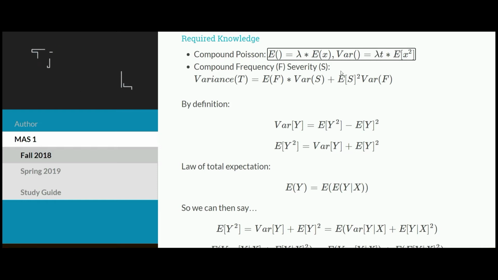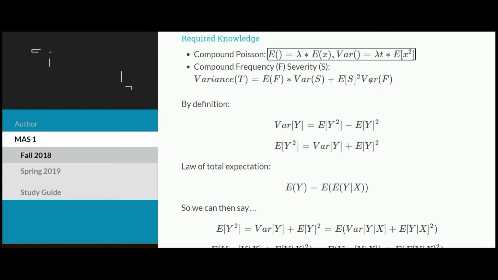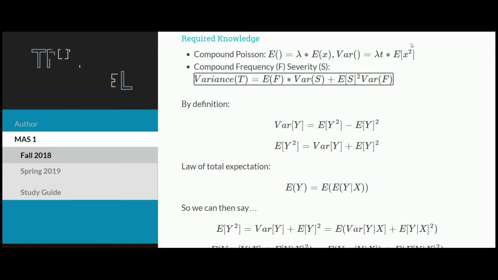However, when I study, I try to have the minimal number of formulas I need to have memorized, and so I actually don't bother with this formula. I just know the general form for a compound frequency severity. That is, the variance of the compound frequency severity is the expected value of the frequency times the variance of the severity plus the expected value of severity squared times the variance of frequency. At this point, these two formulas are really all you need to know, and if you're just trying to memorize what you need to know and then apply it, feel free to skip ahead to the actual solution.